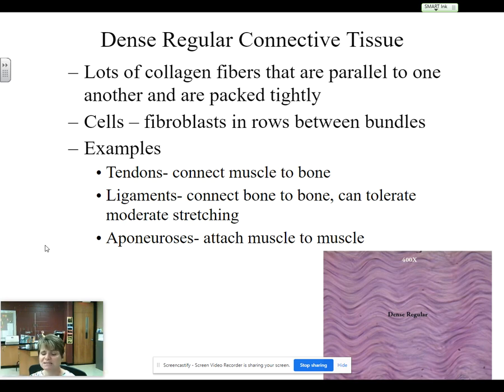So again, this is dense regular because the collagen fibers are running parallel, and we can see that they're all running the same direction. In this picture, they're running horizontally. The function is to connect things. They're connecting or attaching things together. And then the location would be in tendons, which would be between muscles and bones, or you could say in ligaments between two bones connected together, or in aponeurosis between muscles. Any of those locations would work as long as you know at least one of them.